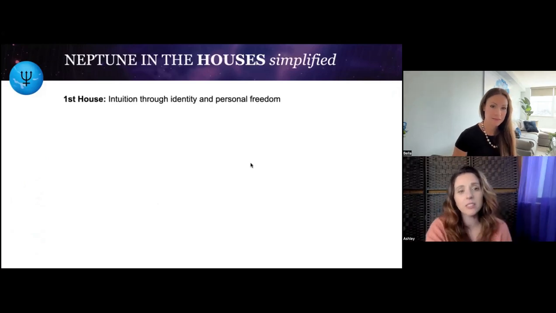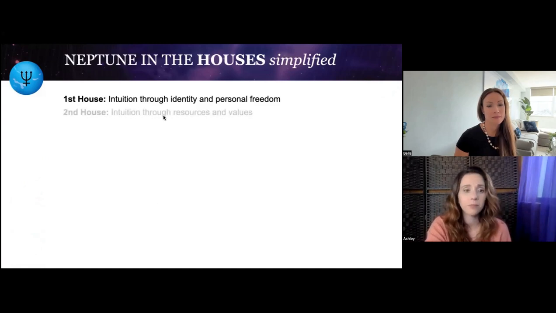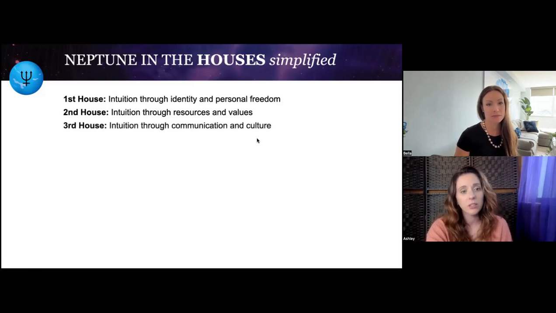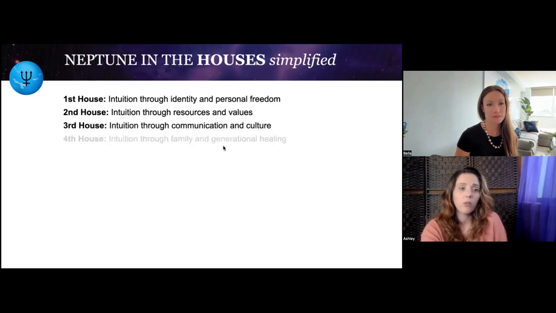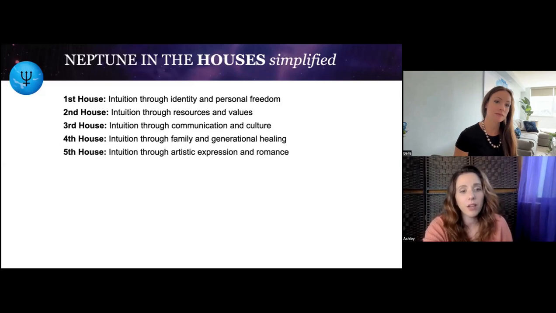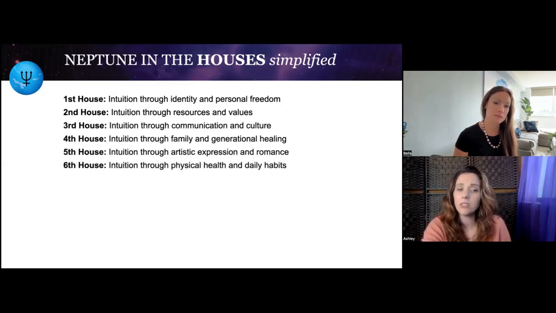So, first house is intuition through identity and personal freedom. Second house is intuition through resources and values. Third house, intuition through communication and culture. Fourth house, intuition through family and generational healing. Fifth house, intuition through artistic expression and romance. Sixth house, intuition through physical health and daily habits.